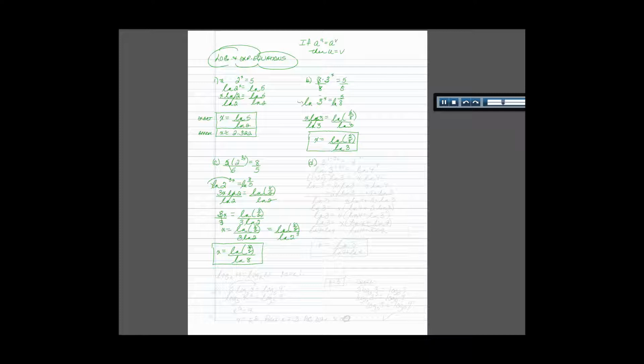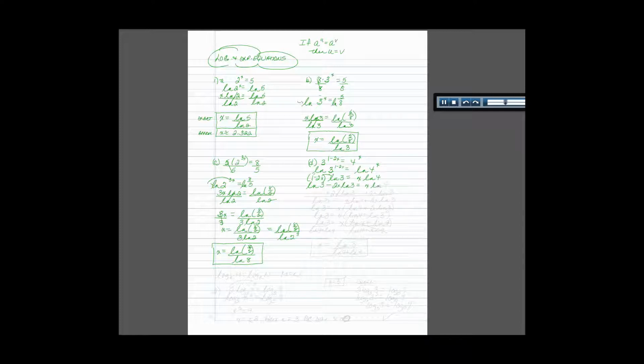Alright, let's do D. We have 3 to the 1 minus 2x equals 4 to the x. Can't get the bases the same, so I'm going to take the ln of both sides. So ln of 3 to the 1 minus 2x equals ln of 4 to the x. Bring your exponents down front. 1 minus 2x ln of 3 equals x ln of 4. Now what I need to do is get the terms that have the x in them together. I'm actually going to distribute the ln of 3 to both of those two pieces. So when I do that, ln of 3 times 1 is just ln of 3, minus ln of 3 times 2x is 2x ln of 3.